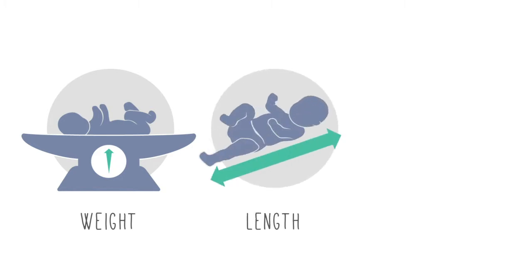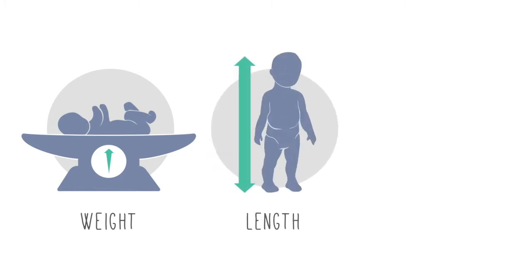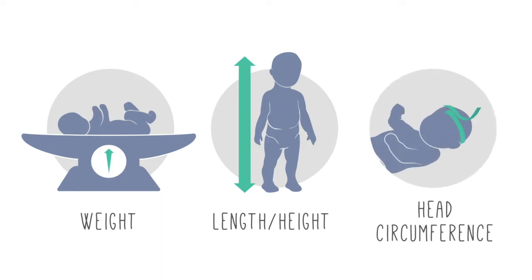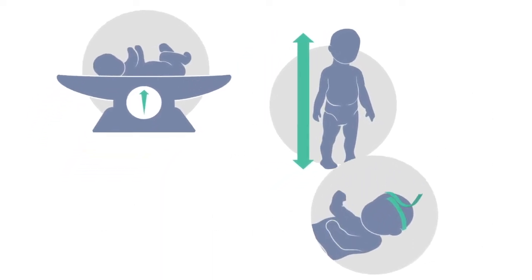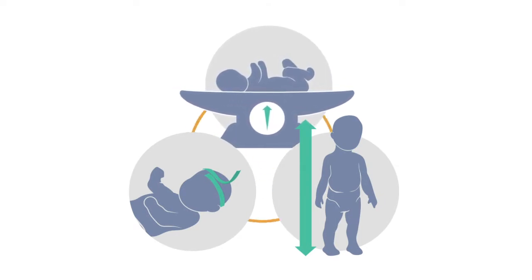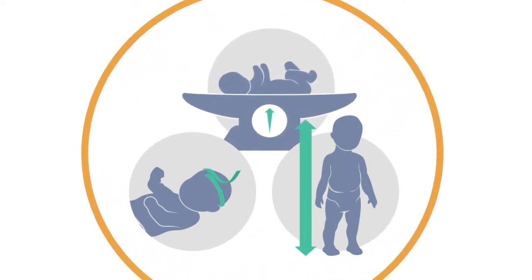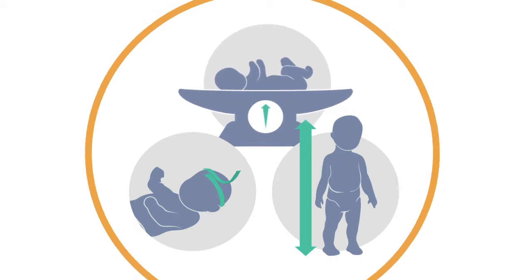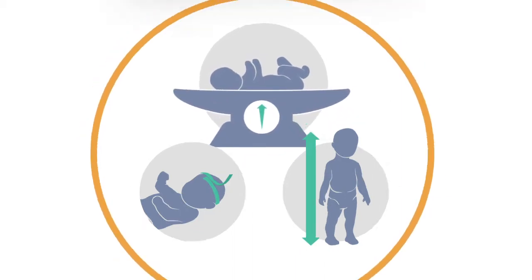Secondly, we monitor the length, or later when the baby is standing, the height of that child. And finally, we measure the head circumference. All of these variables together give us a sense of how well that child is growing and sort of a picture of their overall health. So let's start by looking at one of these variables, weight.